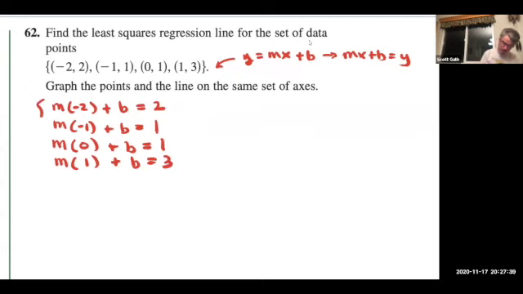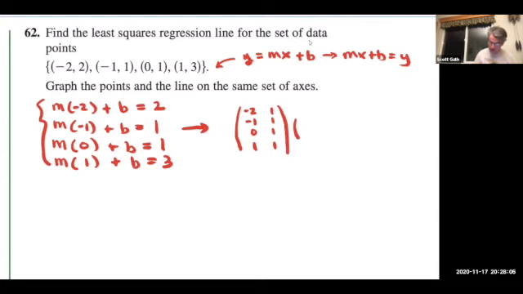So that's 4 equations and 2 unknowns. It's a very much over-determined system of equations. I would probably write it in vector form. So you'd have the coefficients of m, -2, -1, 0, 1, in the first column, coefficients of b are all 1. Okay, and that's all times m and b.